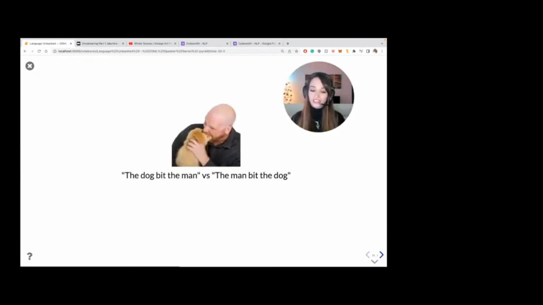Some other challenges: the dog bit the man versus the man bit the dog. From common knowledge, I know that even though both sentences are grammatically correct, the one that is most likely to happen is the dog bit the man. Unless you live in Florida, maybe you have the man bit the dog. But we have to take into account that common knowledge is very important to be able to get that context of text.